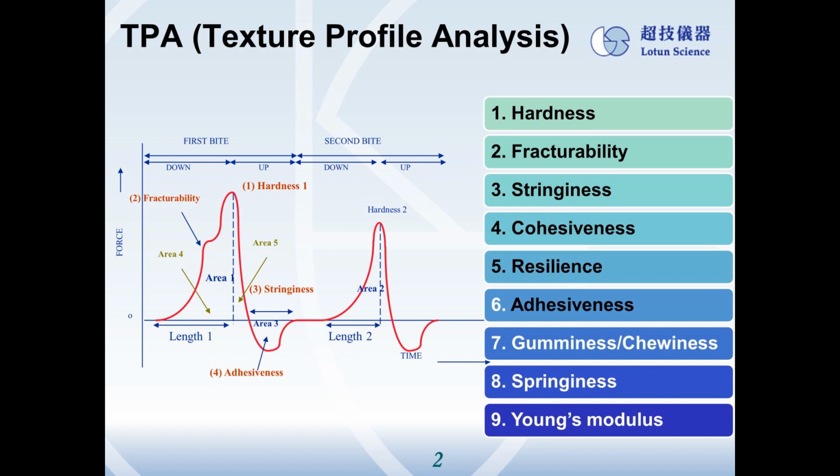Traditional TPA is conducted by 2 consecutive compressions to determine the textural properties such as hardness, fracturability, stringiness, cohesiveness, and chewiness. According to the procedure of the conventional TPA protocol, the food should exhibit a certain level of springiness so that the springiness can be determined through the deformation test using the TPA protocol. This is a non-destructive analysis.